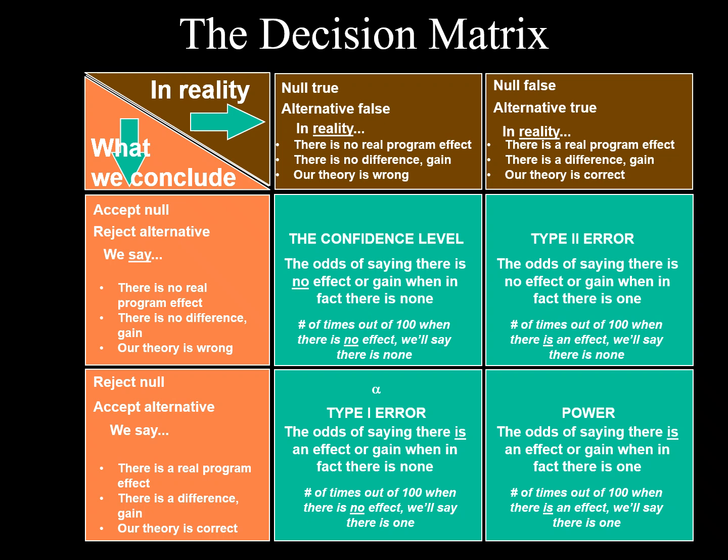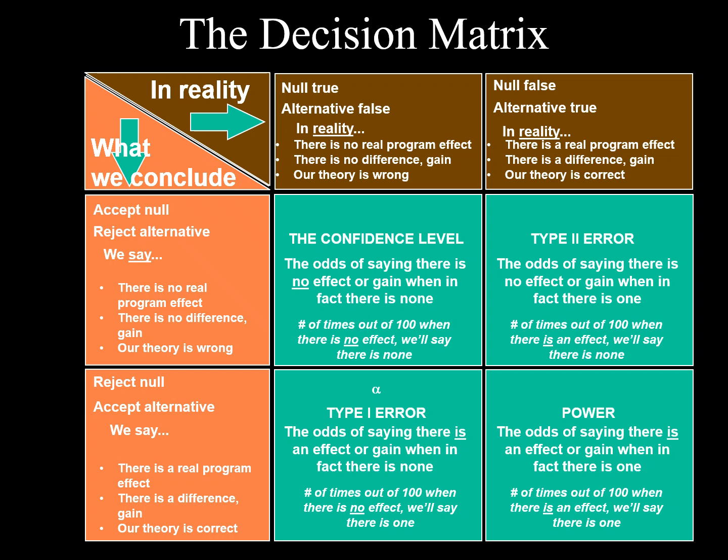The type 1 error, though, is we say there is an effect, and in reality there wasn't. This is the type 1 error, the odds of saying there is an effect or gain when in fact there is none. And this is where we've set our alpha at 0.05. That's our bar, or our level of confidence. We have to be 95% sure or better before we claim an effect.